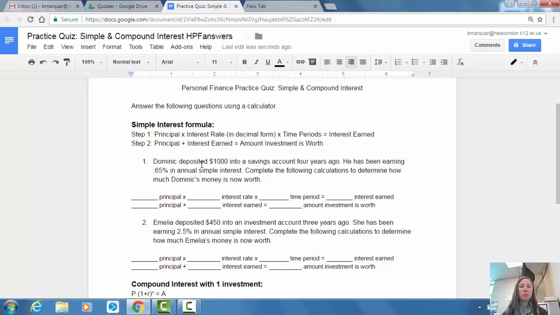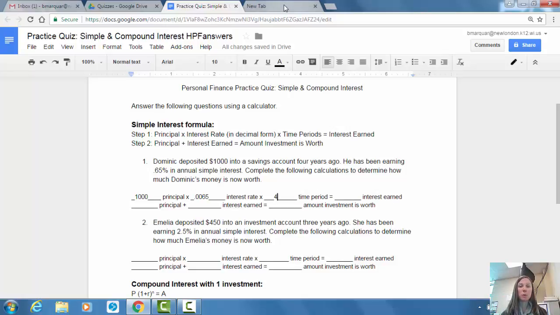So the principal amount is the amount that he deposited, so the $1,000. The interest rate is 0.65%, so that either needs to be written as 0.0065 or 0.65%. The time period is 4 years. And so to get this number, we have to multiply those three together.